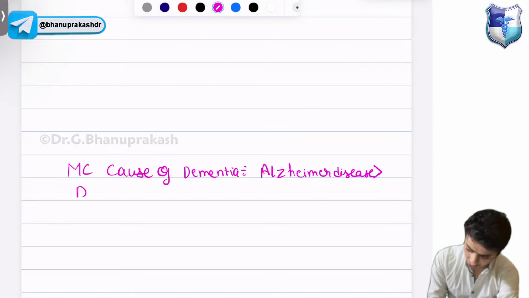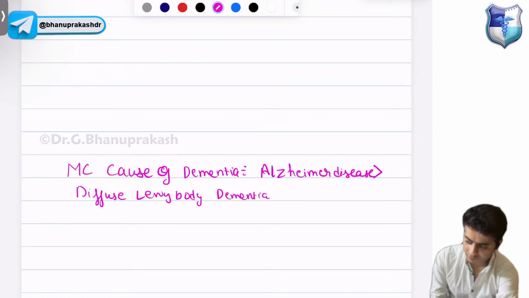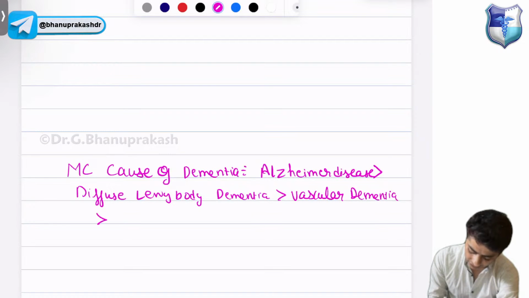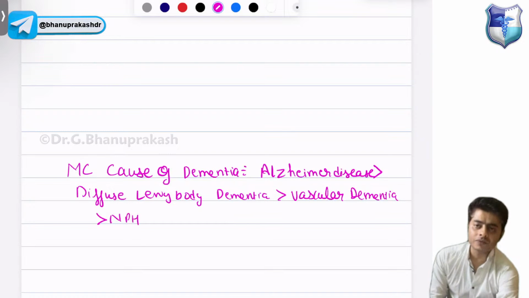Okay, then is your diffuse Lewy body dementia. Then is your vascular dementia, and then is your NPH.